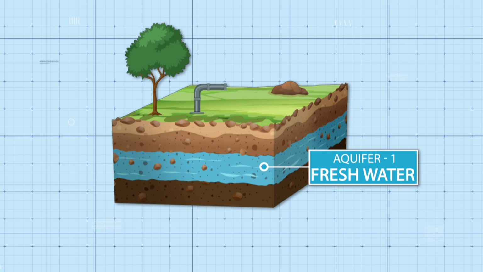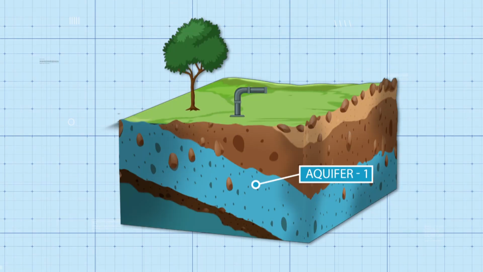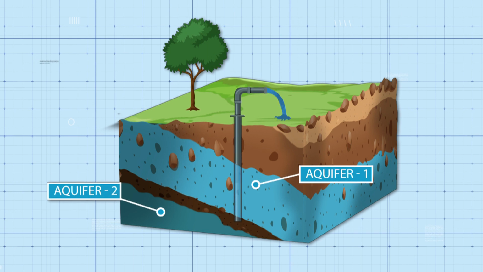In this simplified diagram, the blue-colored layers represent aquifers. Wells are so constructed that they draw water from these aquifers. It is possible that water in some of the aquifers is fresh and in some others it is saline. Again, it is not necessary that the aquifers will always be horizontal. They may be inclined also, something like this.